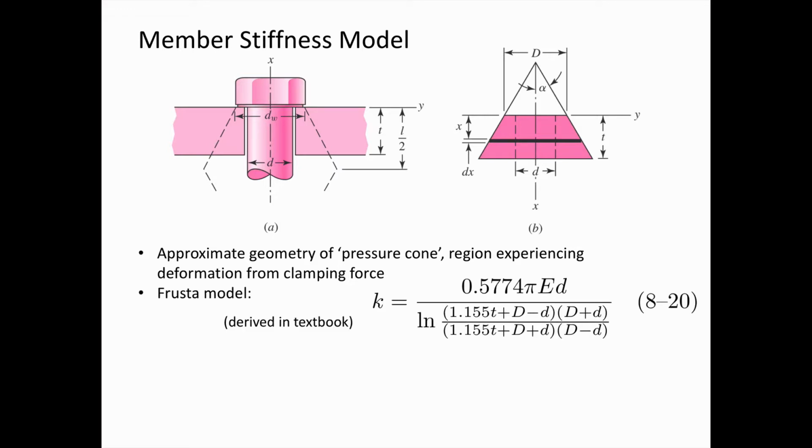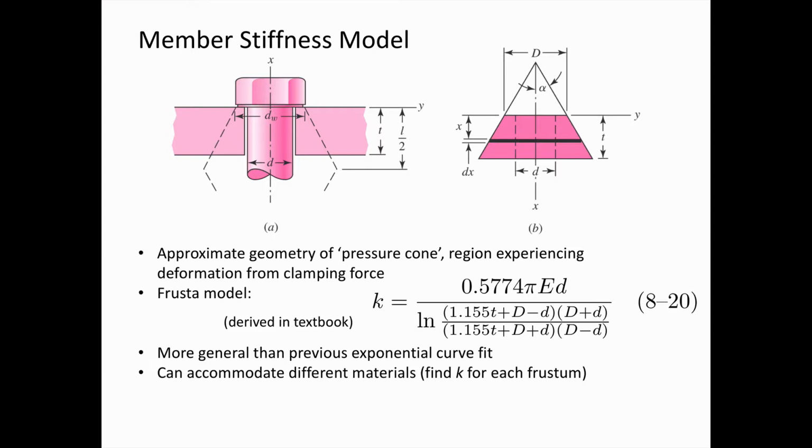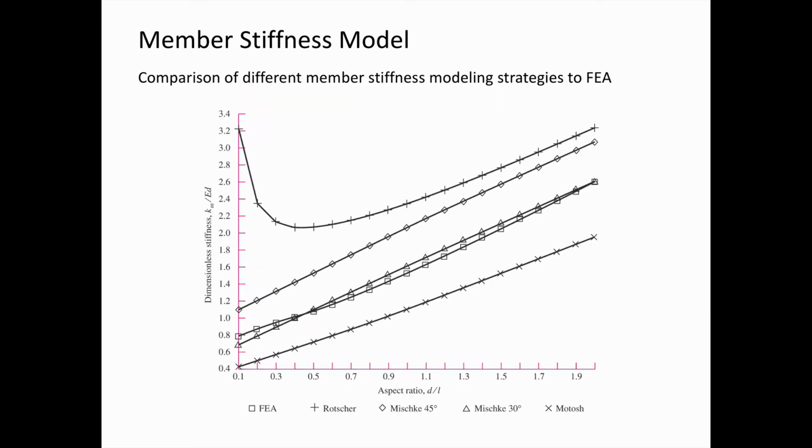So the frustum model given in your textbook is shown here, and the quantities in this formula are shown in the diagram up above. It's derived in the textbook. It's more general than the exponential curve fit that we just looked at. It can accommodate different materials. The way you do that is you calculate K for each of the members in a joint, and then you add those K values in series. Keep in mind this is still an approximation. Finite element analysis or experimental results will be more accurate.